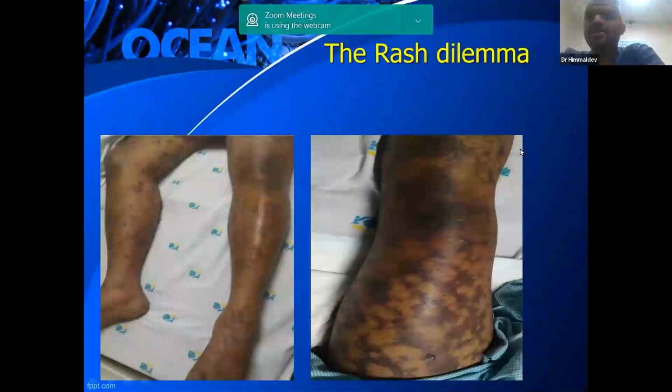This was the rash we found in him when he came to us. Remember, it's already almost the 5th or 6th day from the onset of symptoms. So when you see this rash in your patient, what kind of rash do you think it is?